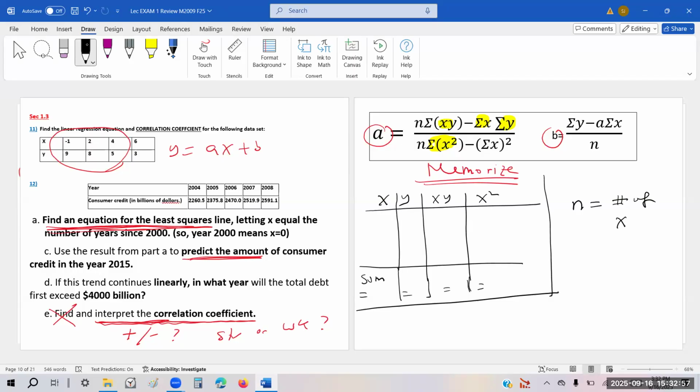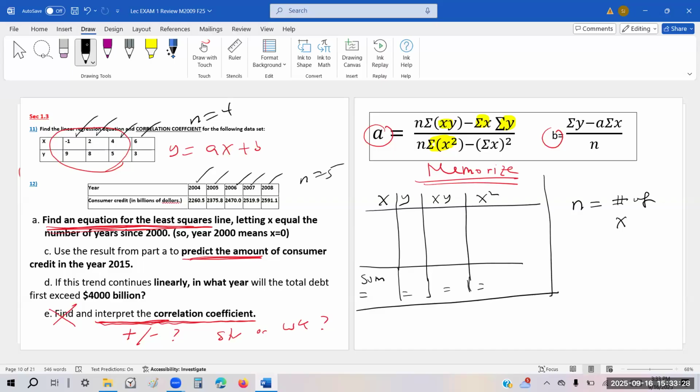For the first one, we have 1, 2, 3, 4. So our n is 4 here. 1, 2, 3, 4, 5. N is 5 here. So depending on how many data sets you are given, that's your n. So you find this and then you replace it to a, I mean to b. So you take the sum of y and you multiply it by the sum of x. You take the difference and then divide it by n.